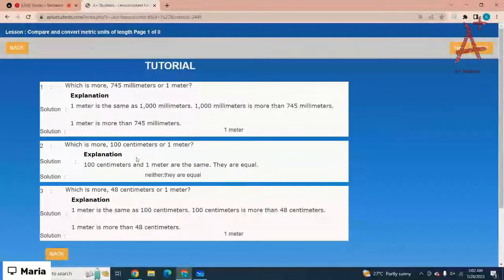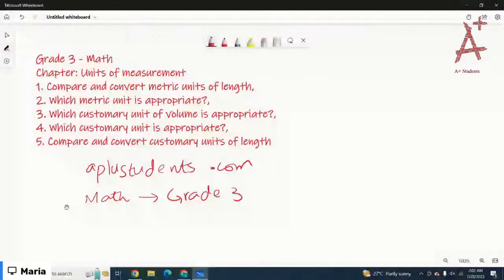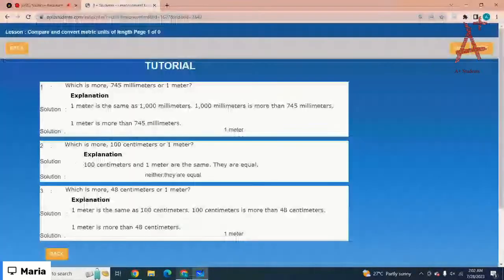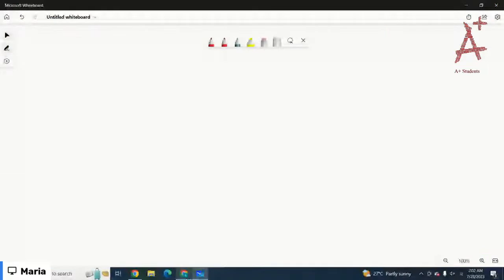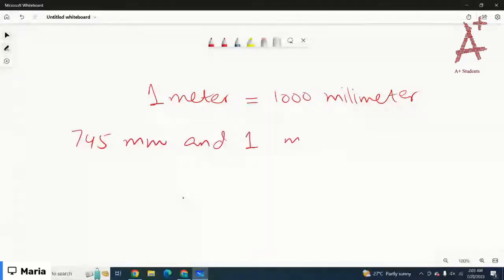Millimeter and meter are different units. First you have to look at the relationship between these two units. They are very basic units. You have to note them down and remember them. You know that 1 meter equals 1000 millimeters. Millimeter is a smaller unit and meter is a bigger unit. So you are given the question, you have to compare 745 millimeter and 1 meter. You have to see which is more.